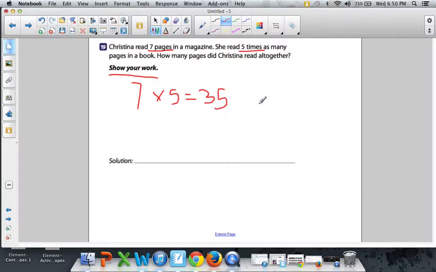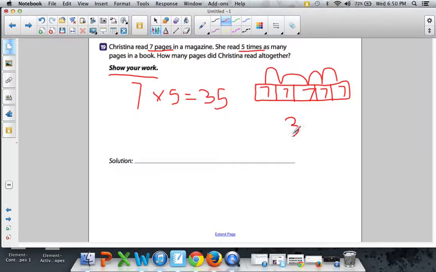Maybe you want to have a little more fun with it. Maybe you want to do a bar model. And this 5 times means you want to split it into 5 separate sections. And then you want to put 7 in each section. Well, if you do that, that's another way to show your work. 7, 14, 21, 28, 35. Got the same answer.